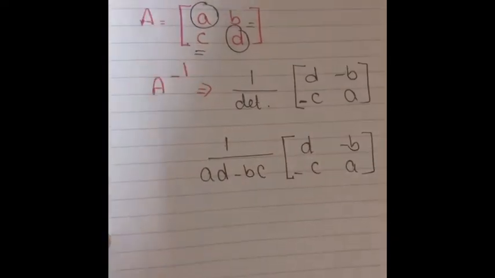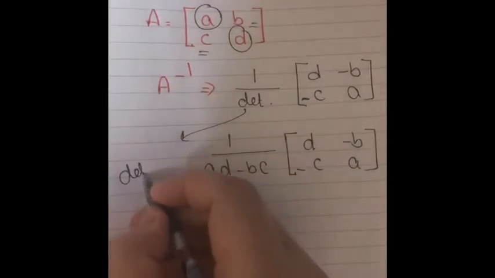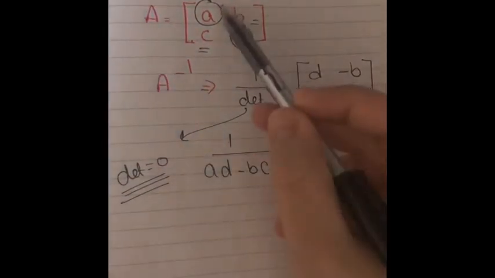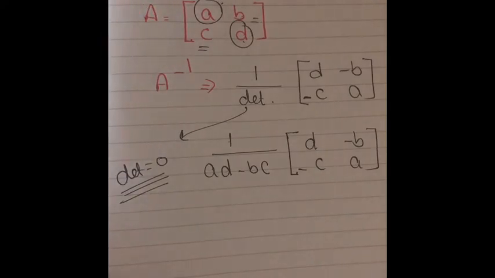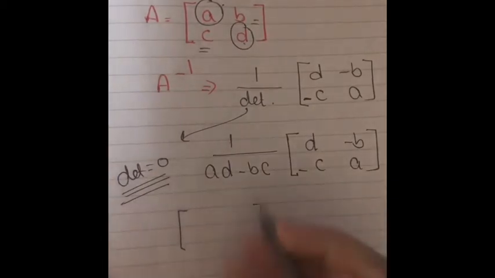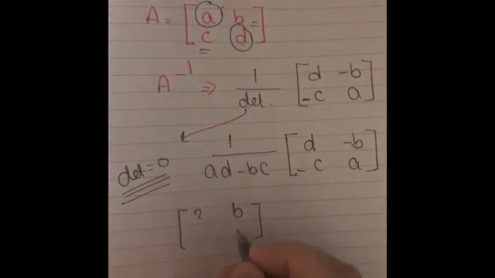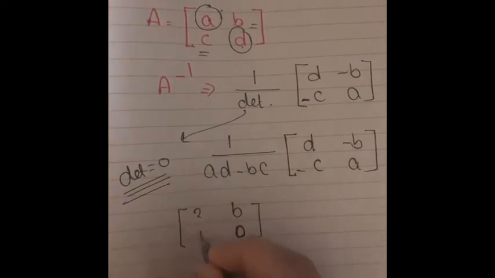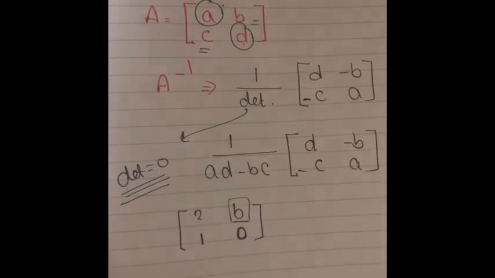When does a matrix not have an inverse? It will not have an inverse if the determinant is equal to 0. If ad minus cb is equal to 0, then it doesn't have an inverse because I cannot divide by 0. For example, they can give you a matrix and ask what number I need here. Let's say it's 2 by 2, with 2, here's a 0 and here's a 1, and they'll ask what is b that will make this matrix not have an inverse.